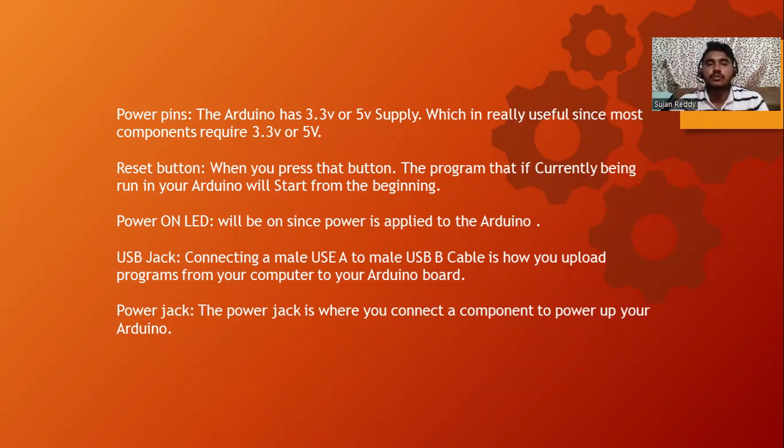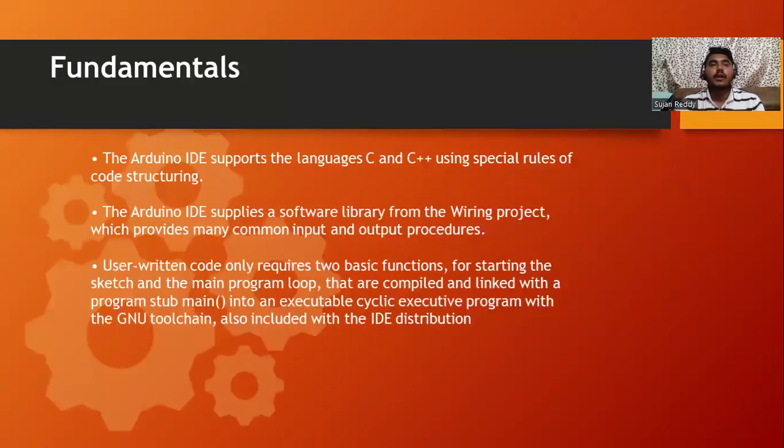And the USB jack. The USB jack is used for connecting a USB A to USB B cable to upload programs from your computer to the Arduino board. The Arduino board is another physical part, where you write code on a computer and connect it through software to the hardware part. And it has the power jack. The power jack is where you connect a component to power your Arduino. Now we will see the fundamentals of the Arduino.